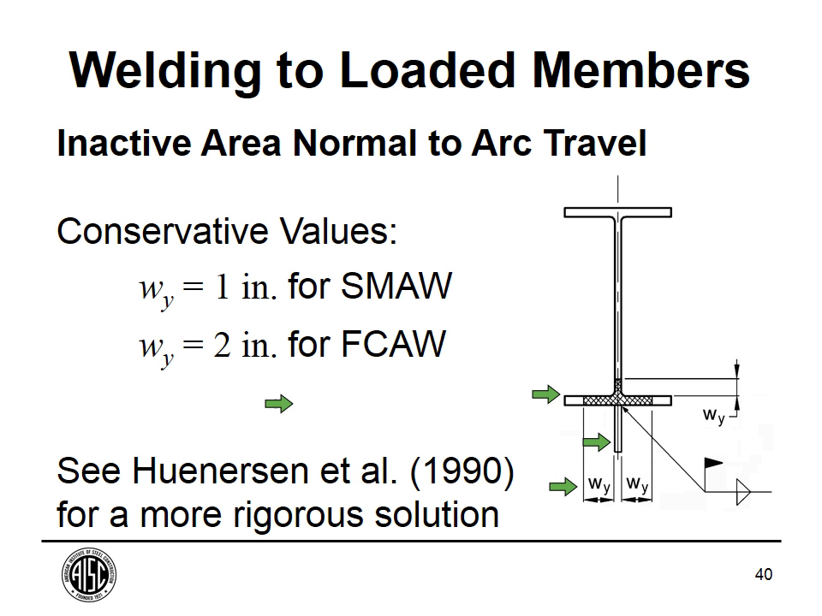Now for flux core, it's a higher heat input process, so I'm saying a conservative value for flux core, self-shielded flux core welding, is going to be 2 inches. All right, so what you do is you just take this chunk out, and if it's a beam, you calculate your bending strength based on the non-cross-hatched section.